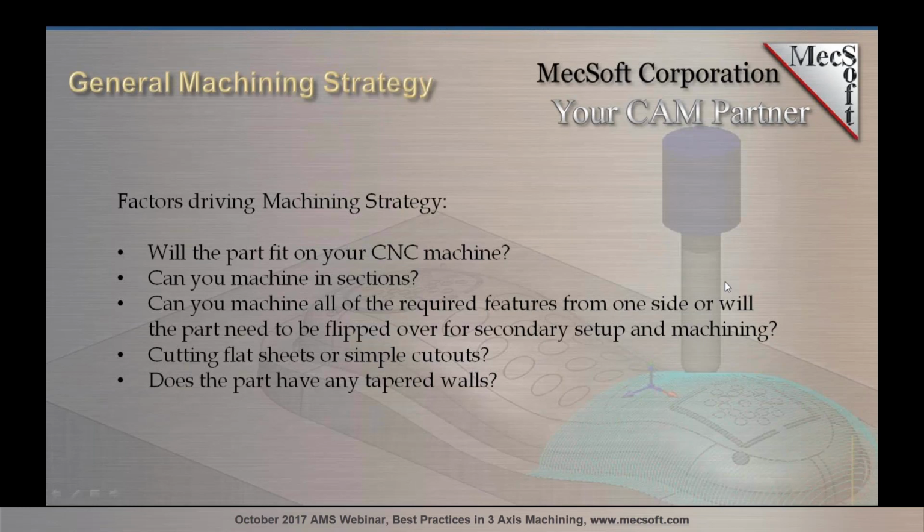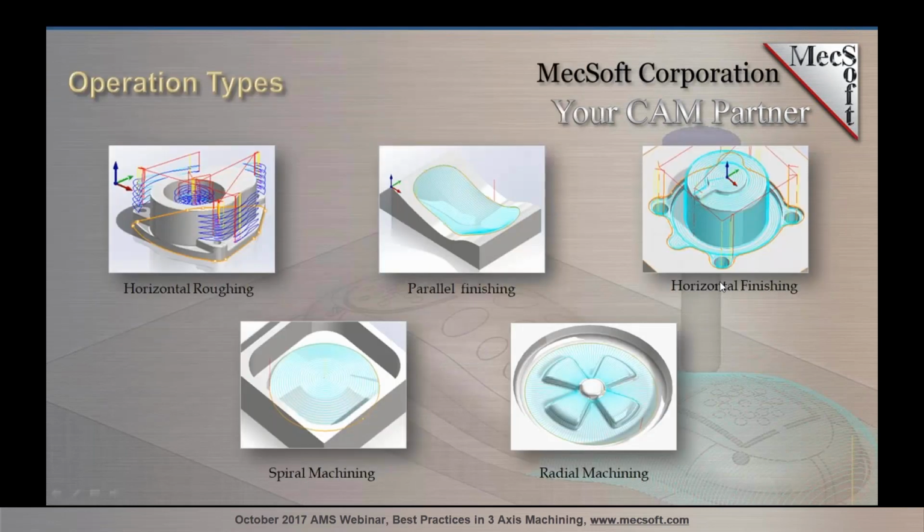Then there are relatively straightforward questions. If you're going to be cutting flat sheets or simple cutouts, you can probably just use 2.5 axis. You don't need to use 3 axis. On the other hand, if the part has tapered walls, then you would be using a 3-axis operation. Some of these considerations, along with the geometry, the file formats, the tolerances, and the surface finish, are what you would take into account before you decide what kind of operation to use. In the next slide, we will talk about the different operations that are available in our standard configuration for 3-axis machining.